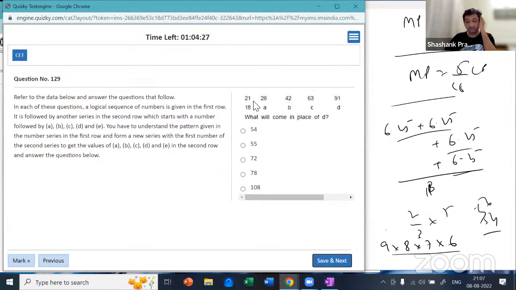Okay, then it's the 6 wala logic. 7 because 21 by 3, 7, 18, 6. So 18 plus 6, 24. 24 plus 12 is 36. 36 plus 18 is 54. 54 plus 24 is 78. Yeah, that is the answer.